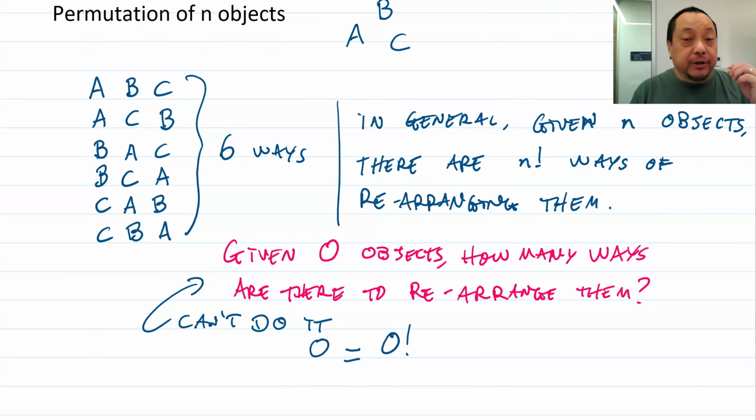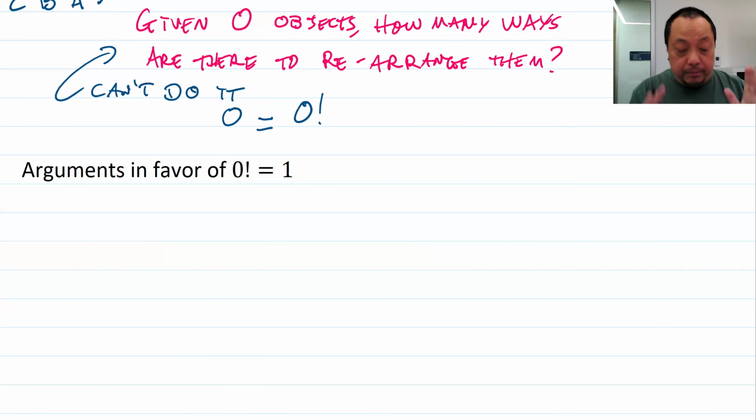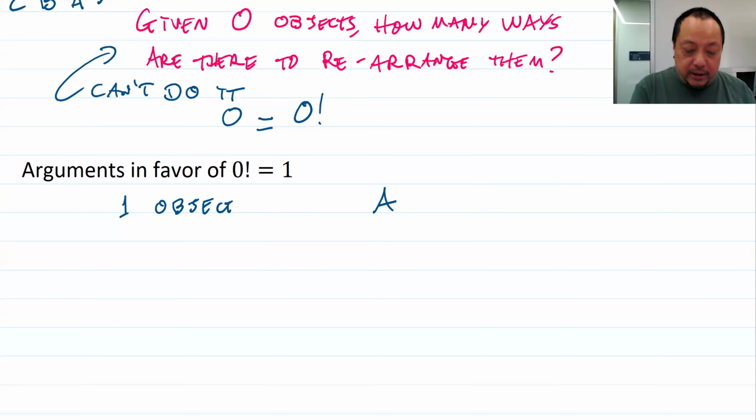Now I've switched to different arguments in favor of defining 0 factorial equals 1. The first argument involves the same question, and that is a question of permutation. Given 0 objects, how many ways are there to rearrange them? Well, before we go to 0 objects, let me do 1 object. If I give you 1 object, I give you just A, and I tell you, rearrange them. How many ways can you rearrange them? Well, you sit there and you look at the A and say, oh, there's only 1 of them. How can I rearrange? So I'm just going to sit there and do nothing.